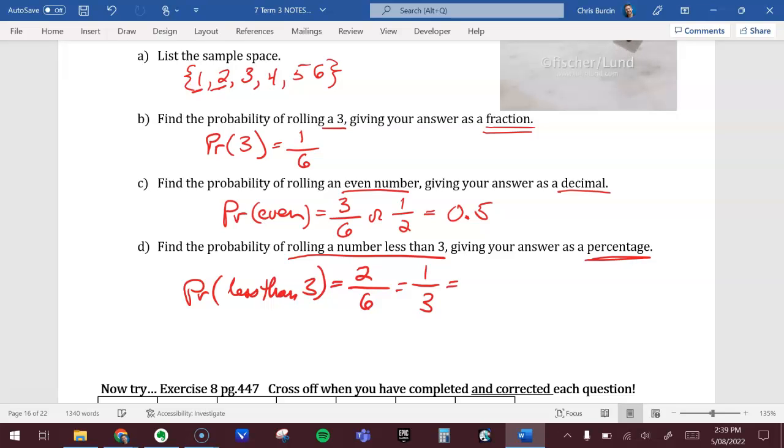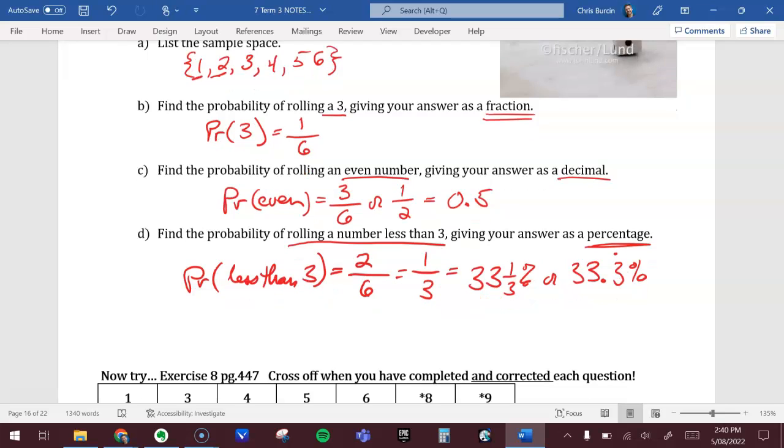And we know that that's one of those percentages you just need to remember. That is 33 1/3%. Or you can put that as 33.3 recurring percent. Or, if you needed to round it, you could just put it to 33.3. There you go.